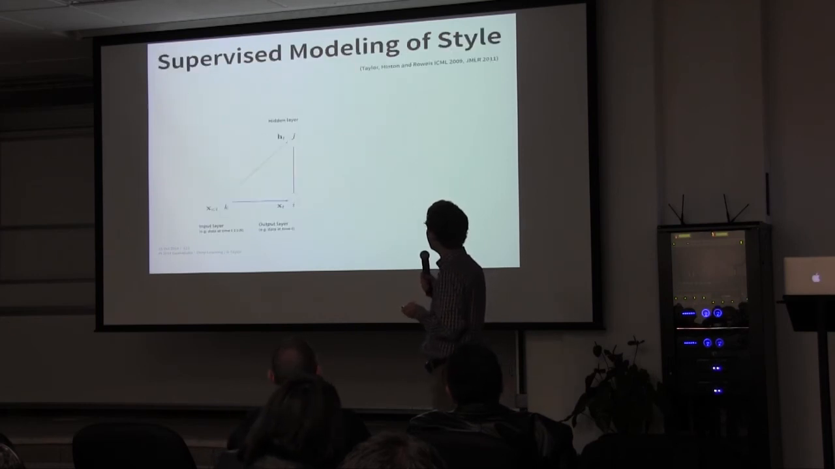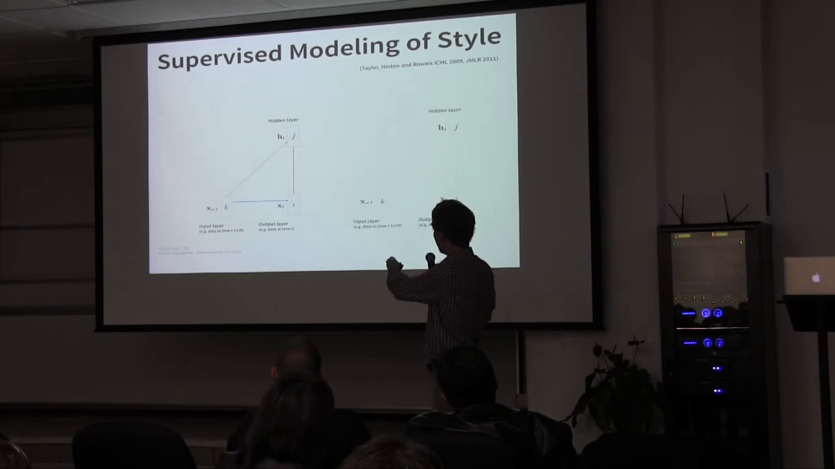Okay, so this is what the network looks like. We take a standard CRBM. That's the CRBM model over here. Remember, we have weights between the past and the present, weights between the past and the hidden, and then we have these undirected connections between the visible and the hidden layer.